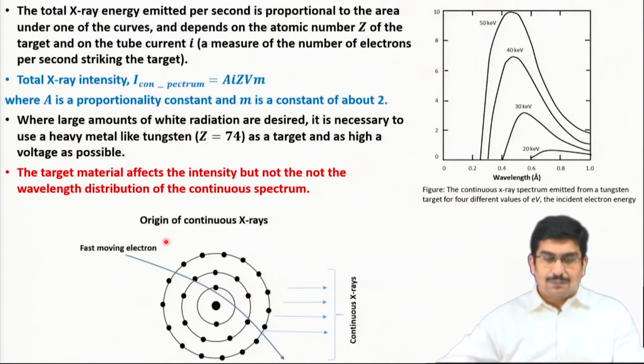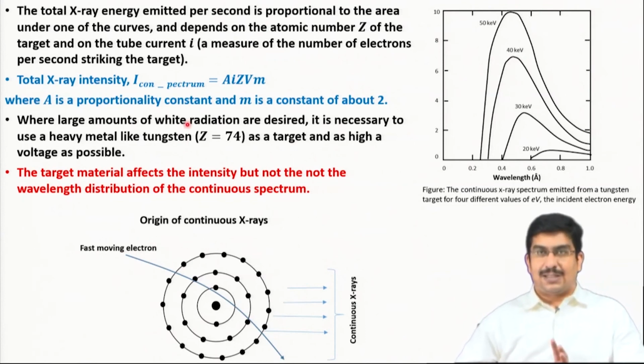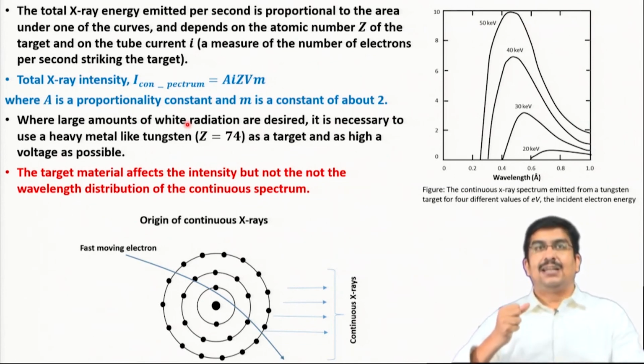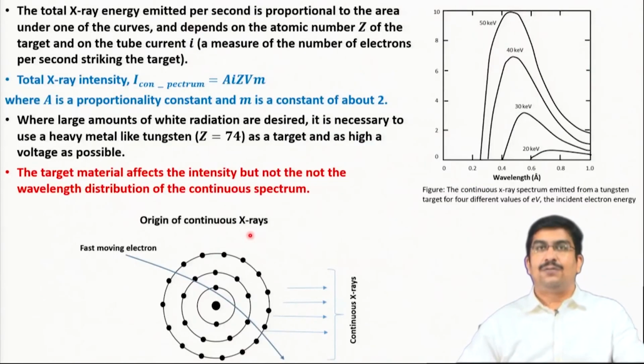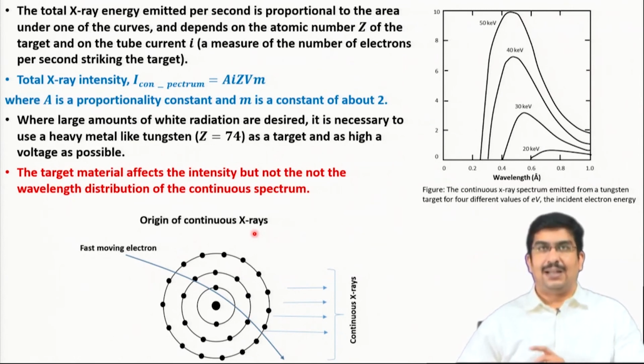Okay. Now, the total X-ray energy emitted per second in this process, in the continuous spectrum. When we are getting the continuous spectrum, the electrons are getting accelerated and decelerated. In the process, the X-ray energy that is emitted per second is proportional to the area under any one of the curves. So if we integrate this continuous spectrum curve, we will get the total X-ray energy emitted per second.